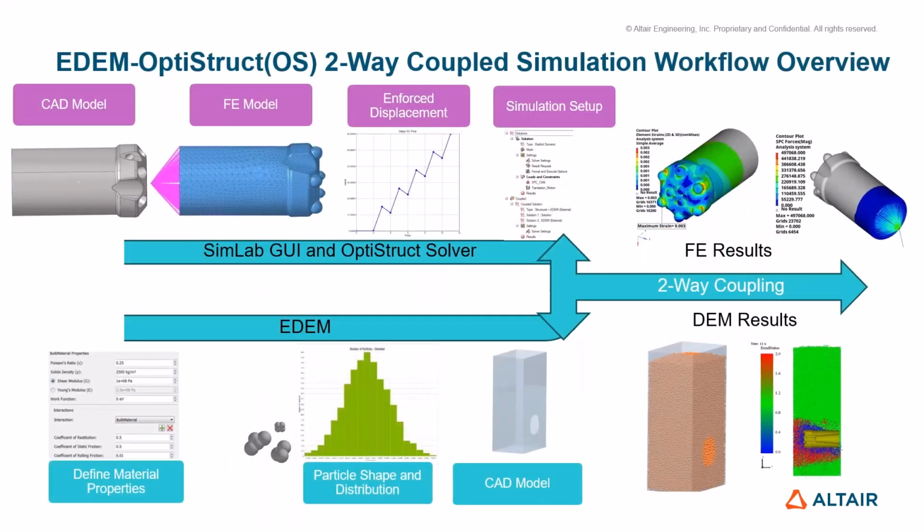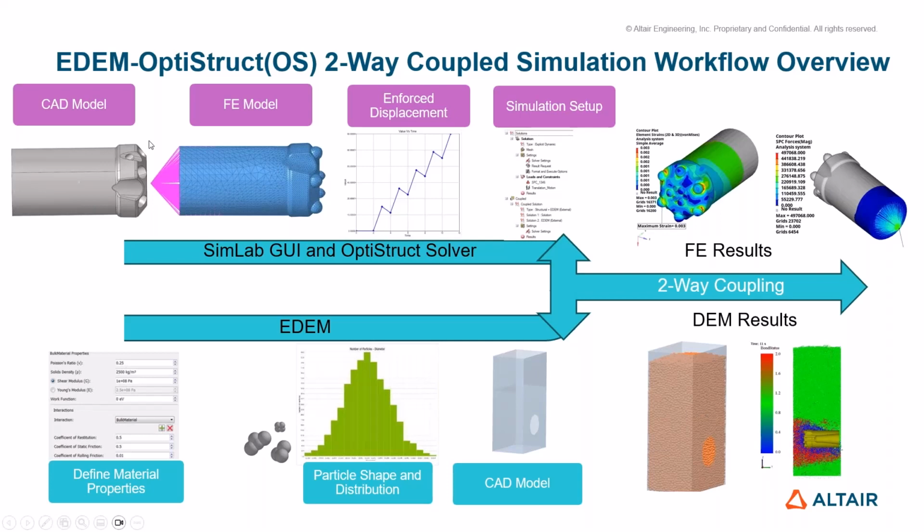Now, to understand the two-way coupling workflow, here is the slide you can see. From the above, SimLab GUI, meaning SimLab is the interface, is used to run an EDEM plus OptiStruct two-way coupled simulation, where the pre-processing work is set up from the SimLab GUI, and the solver is the OptiStruct explicit solver. EDEM, as you all know, is bulk material simulation software, whereas OptiStruct explicit is a finite element based solver.